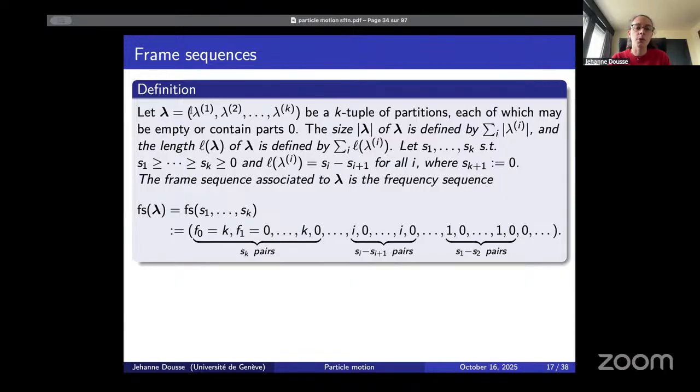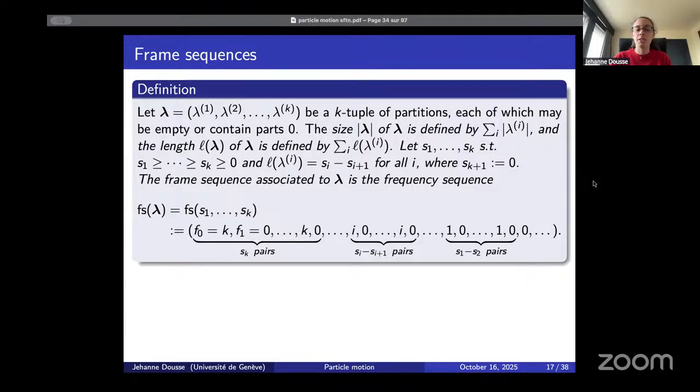Okay, so if you have a k-tuple of partitions, the size of this k-tuple will be the sum of the sizes of all the partitions inside. The length also is the sum of all the lengths. And we will define some integers, s_1, ..., s_k, such that the length of the partition lambda_i is s_i minus s_{i+1}, where we chose the convention that s_{k+1} is 0.